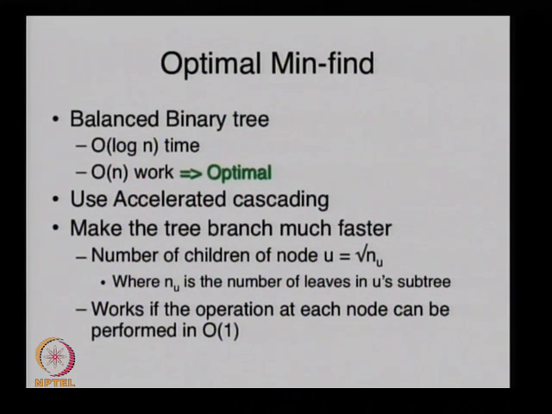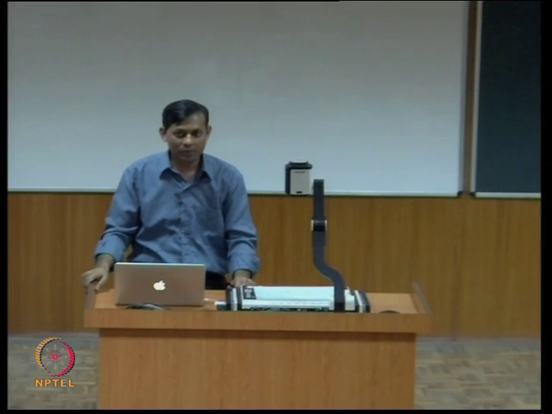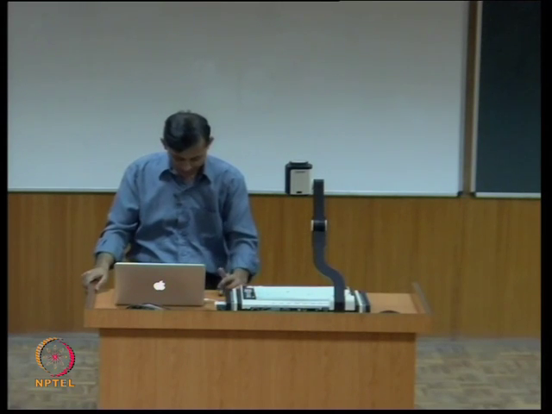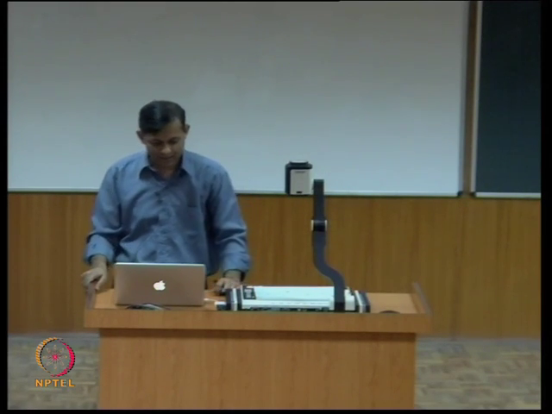If you want to make it faster, you would essentially intuitively do what? You will increase the branching factor. Instead of only finding the min of two things, you'd want to find the min of many things. And so the tree will get stunted. That would be the idea, and that's the idea of the accelerated cascading technique.